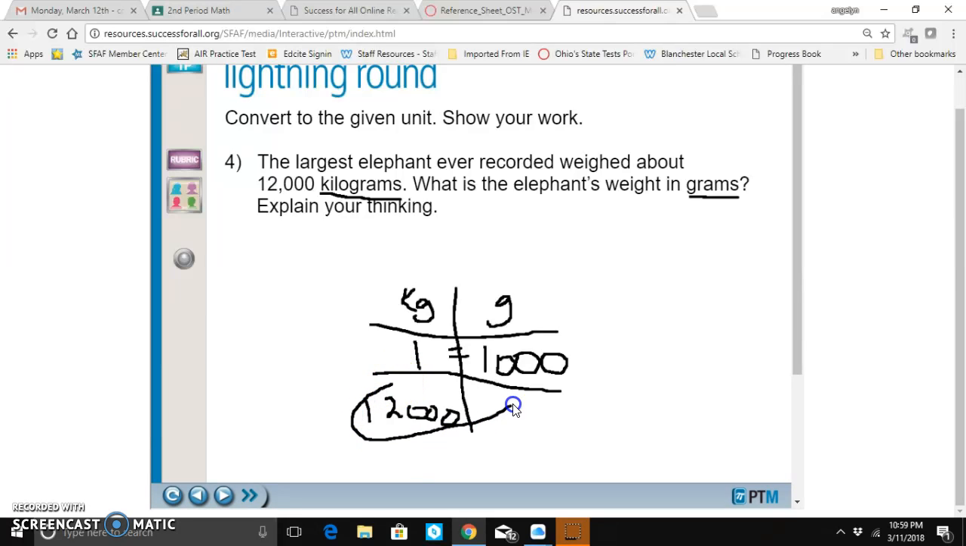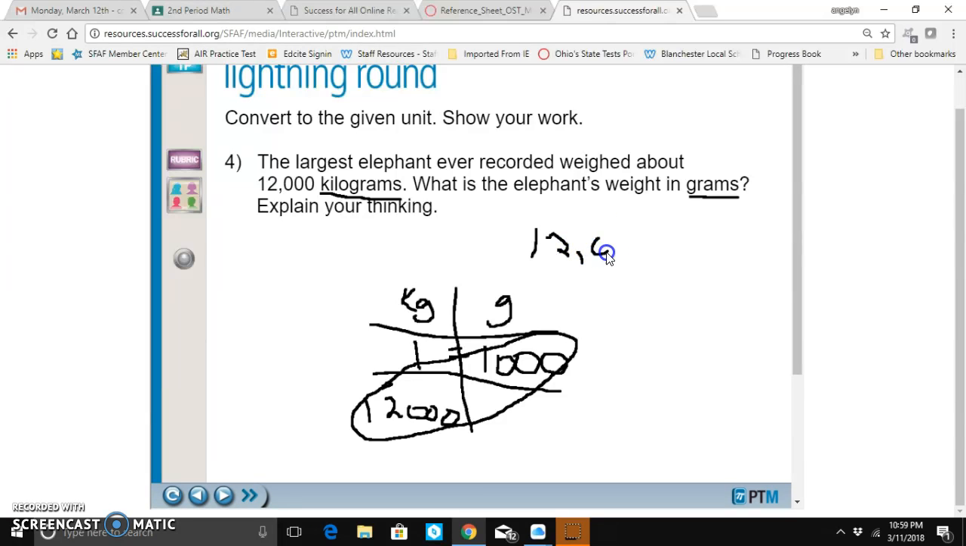So 12,000 times 1,000. Now we're going to get a really large number, because grams are like those little pieces of weight that your science teacher probably gives you to measure something, and they're very tiny. So our answer is going to be pretty big. There are 1,000 grams in 1 kilogram, but now we have 12,000 kilograms, so it's going to be a really large number. If we multiply that and then divide it by 1, you're going to get 12 million.